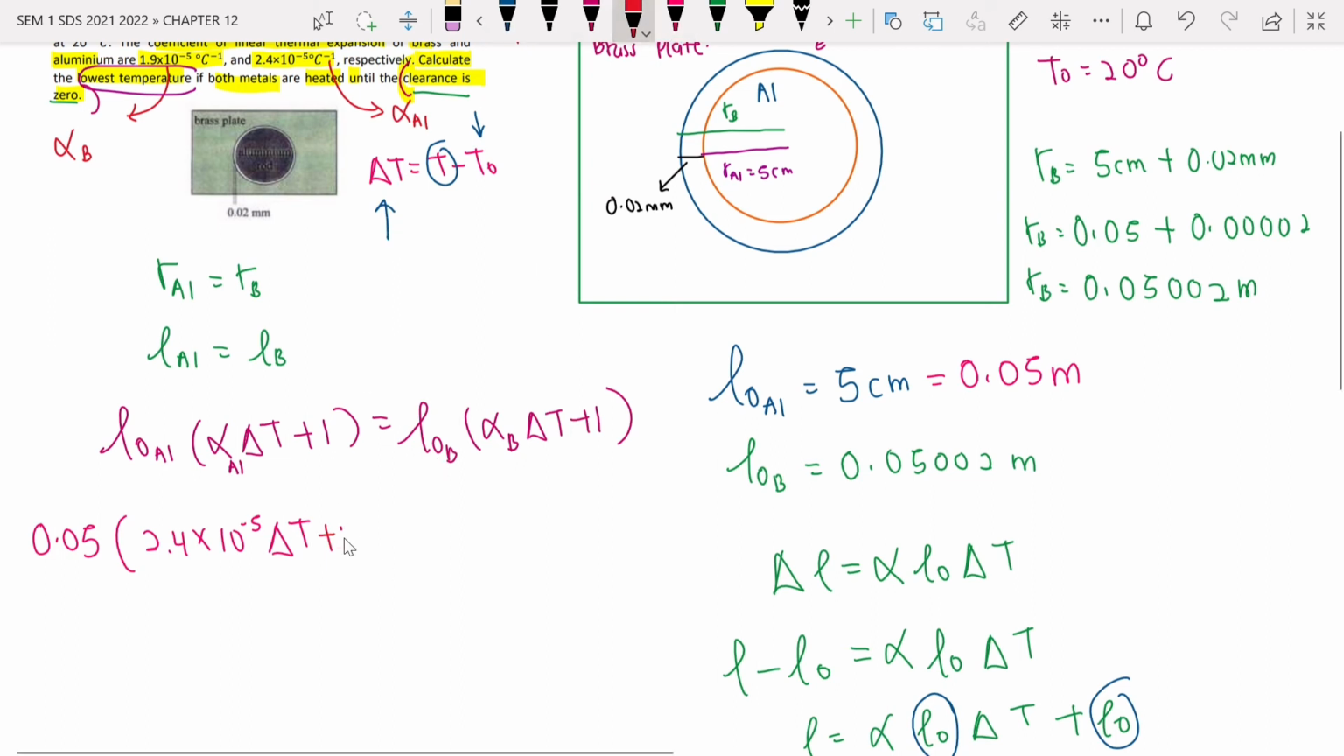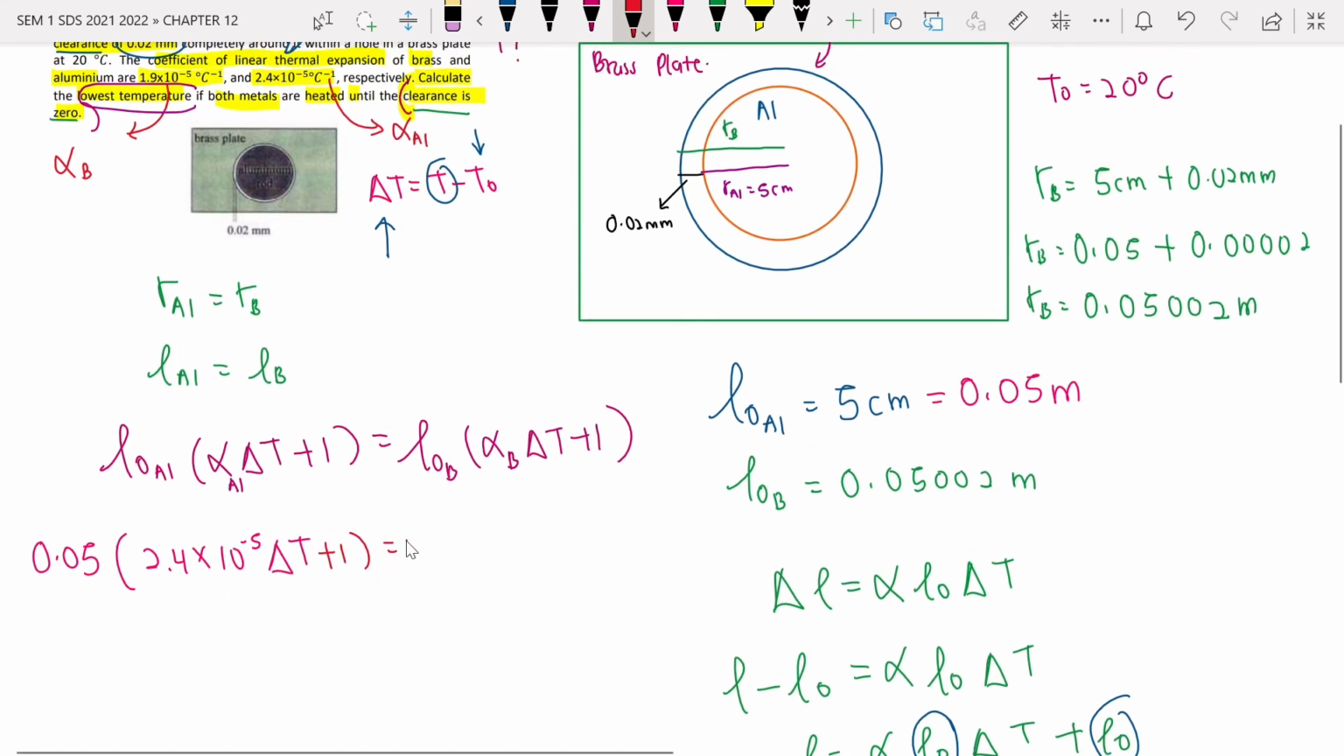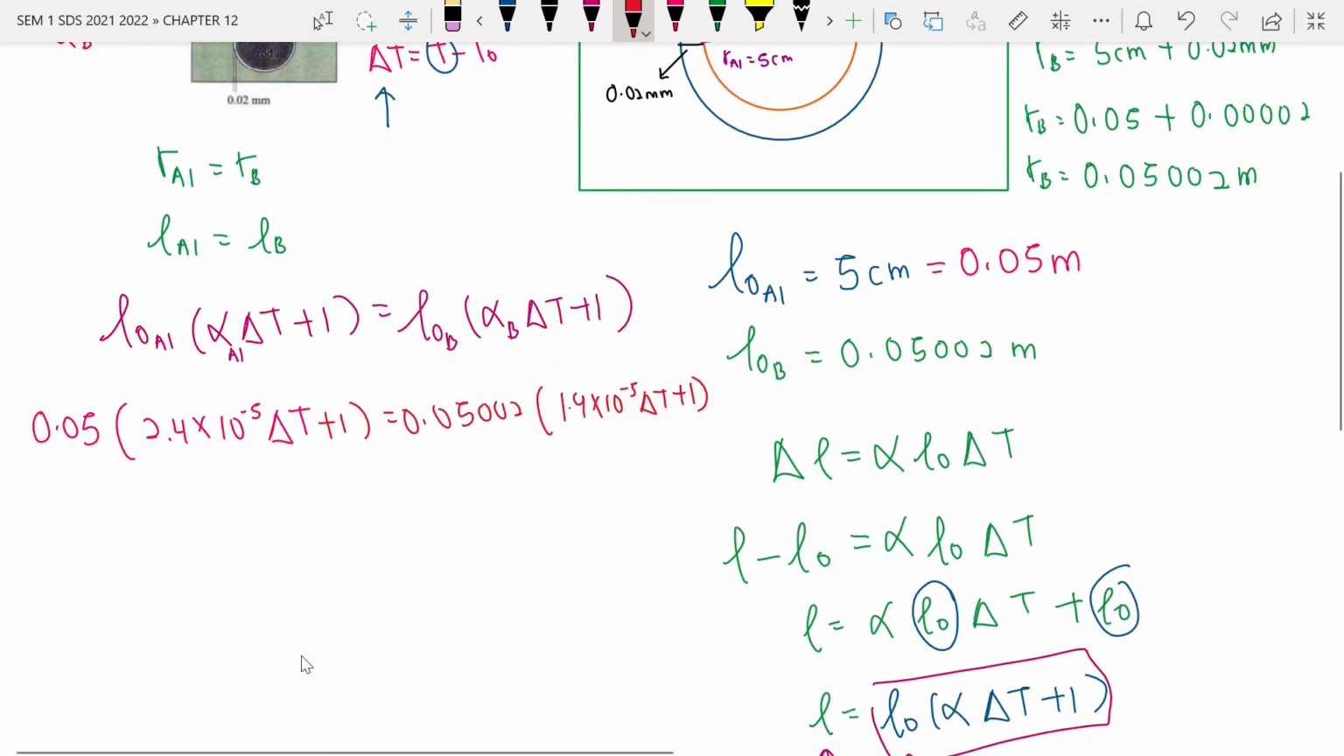Plus 1 equals the original length for brass plate, which is 0.05002, times the coefficient of linear expansion for brass plate, which is 1.9 times 10 to the power of negative 5, and change in temperature plus 1. The change in temperature for brass plate and also aluminium will be the same, as both are in the same system. Okay, now here comes the mathematic part.